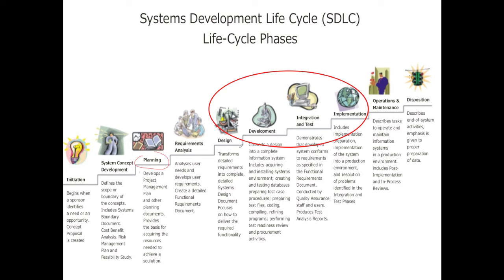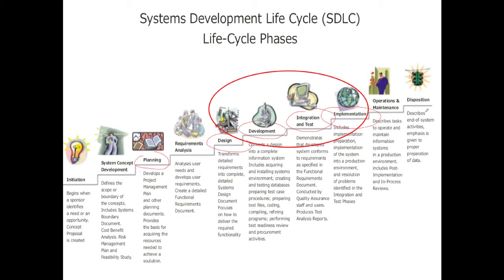So you need to get into the stage of design, development, integration, and testing and implementation. So those are the steps usually involved in the program development lifecycle, which is a part of a larger system development lifecycle. Then you're going to go on to make it into operation. So you start to implement it. Then you say, well, how do we monitor or describe the tasks to maintain the information system in a production environment, including post-production and in-process review.